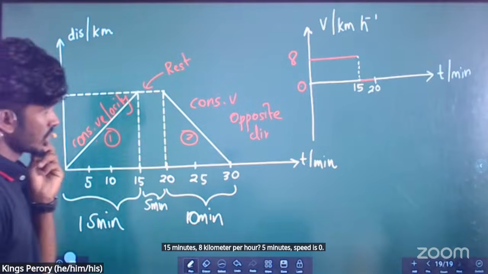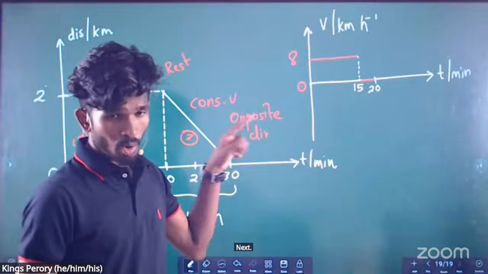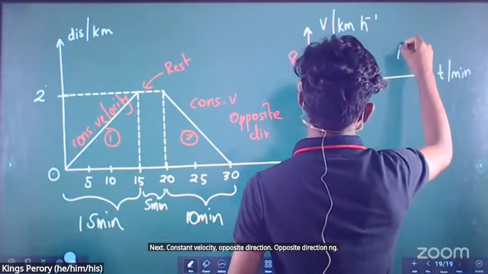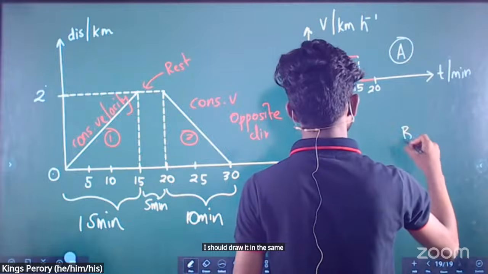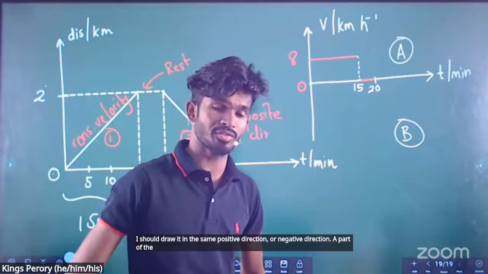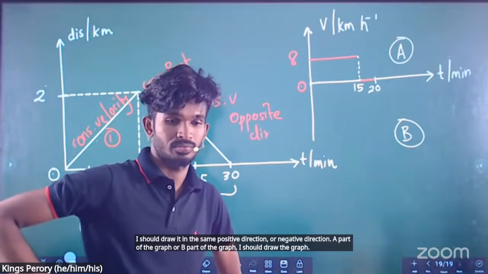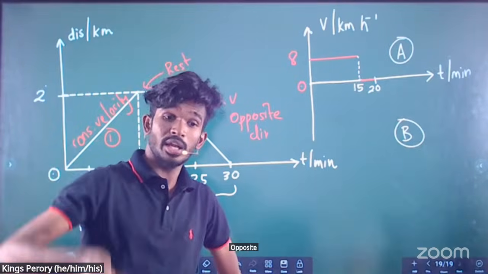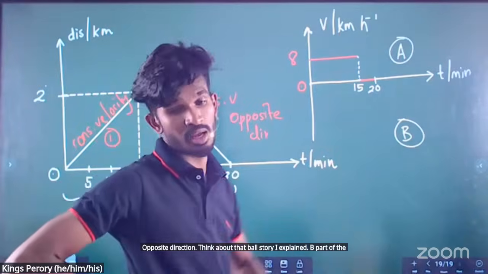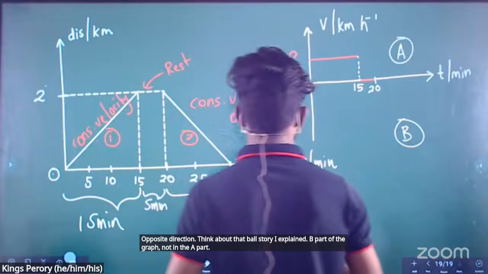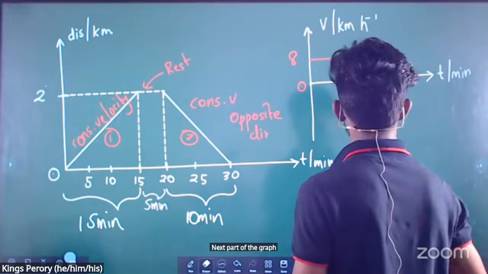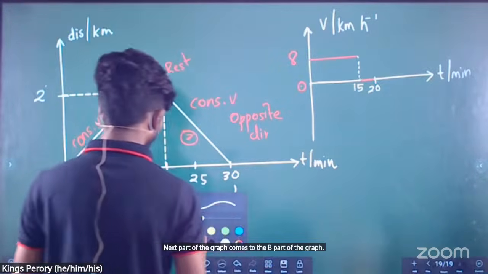Next, constant velocity in the opposite direction. For the opposite direction, should I draw it in the same positive direction or negative direction? A part of the graph or B part of the graph should I draw? Opposite direction. Think about that ball story I explained. B part of the graph, not in the A part. So the next part of the graph comes in the B part of the graph. How do I draw it?